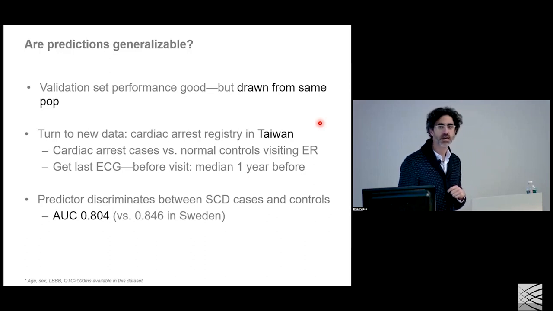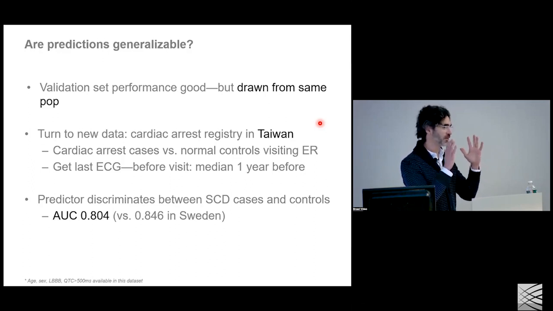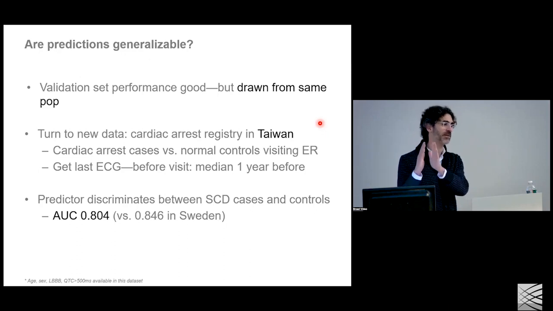There's one interesting fact that I was talking about with Pete earlier today, which is that this predictor, as I mentioned, is just the waveform. It is purely mapping the waveform data onto the probability of sudden cardiac death, and it doesn't use age or sex or anything else from the electronic record or otherwise.